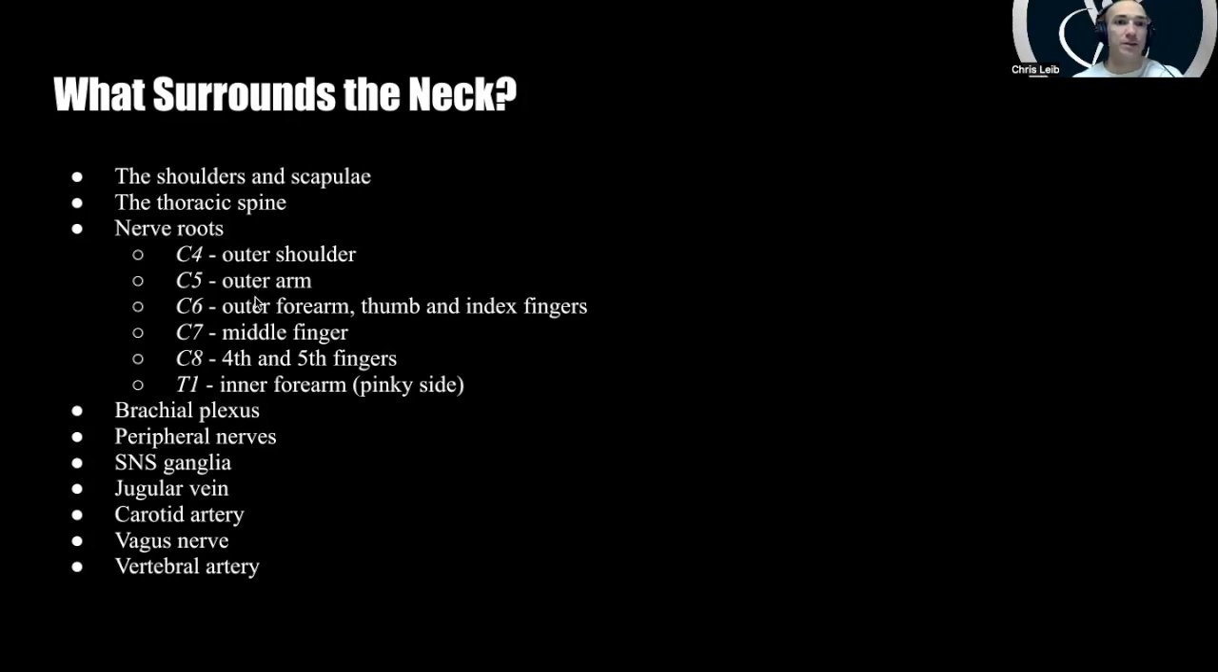Cervical level 6, it's the outer forearm, but it also goes into the thumb and index finger, and that's kind of how you can differentiate it out when it starts to go on thumb or index finger. Cervical level 7 will be the middle finger specifically, so that's how you can differentiate that out. And then cervical level 8 is the 4th and 5th finger, so into the pinky side.